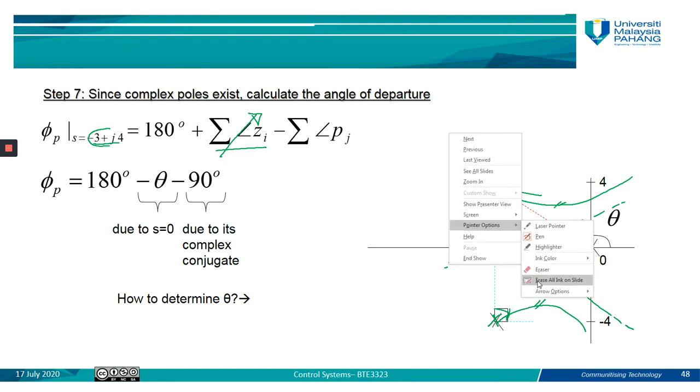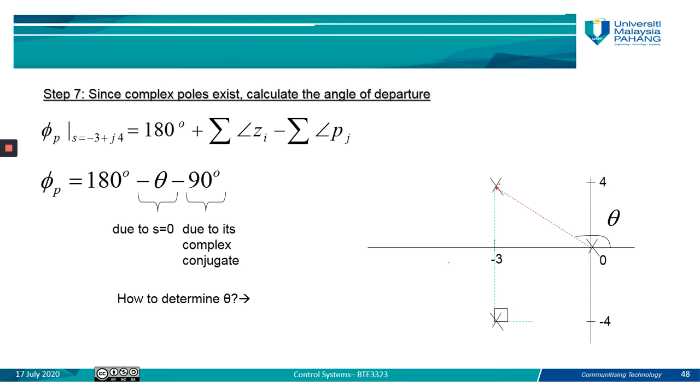We can see here, if I want to find the departure angle at this pole, we need to find the angle at which the root locus departs from this area. So we need to find the angle between the horizontal axis and the departure of this part. Okay.